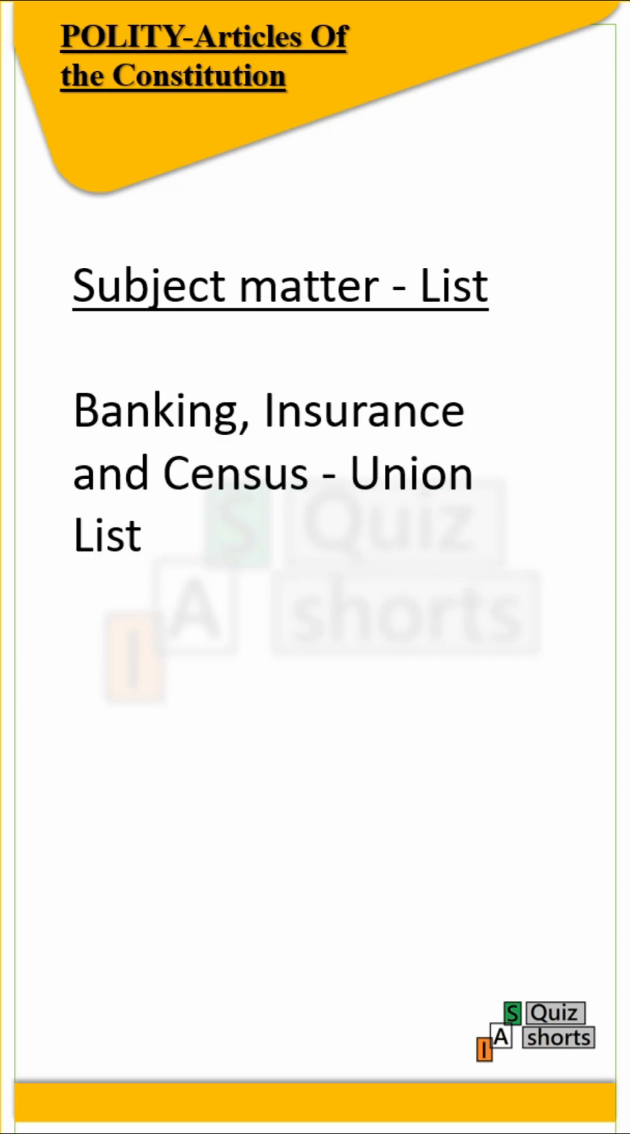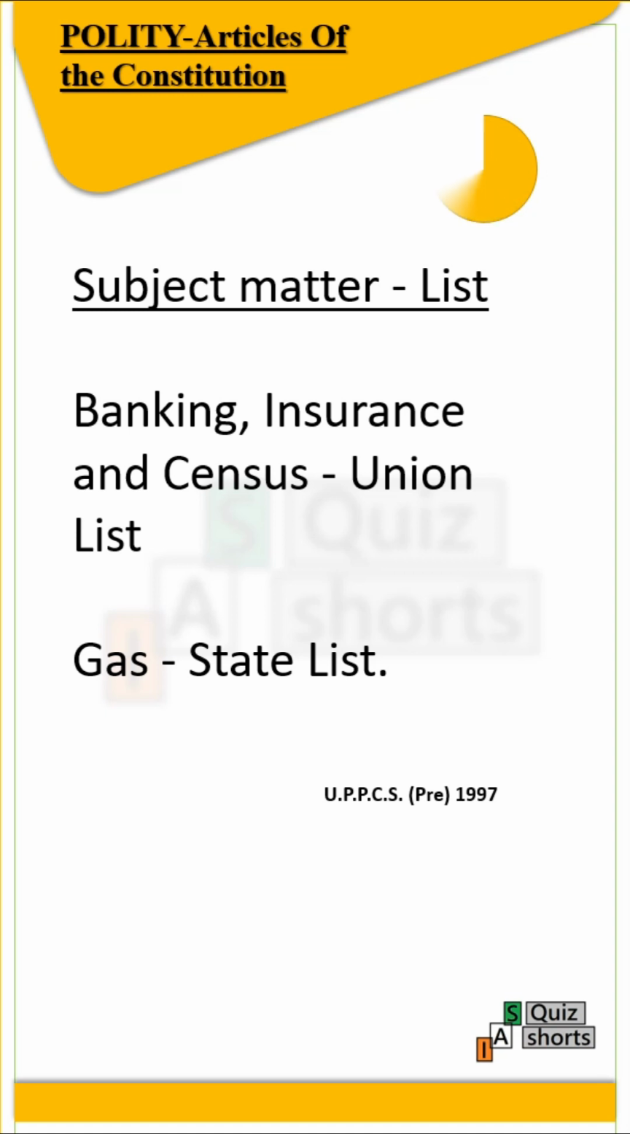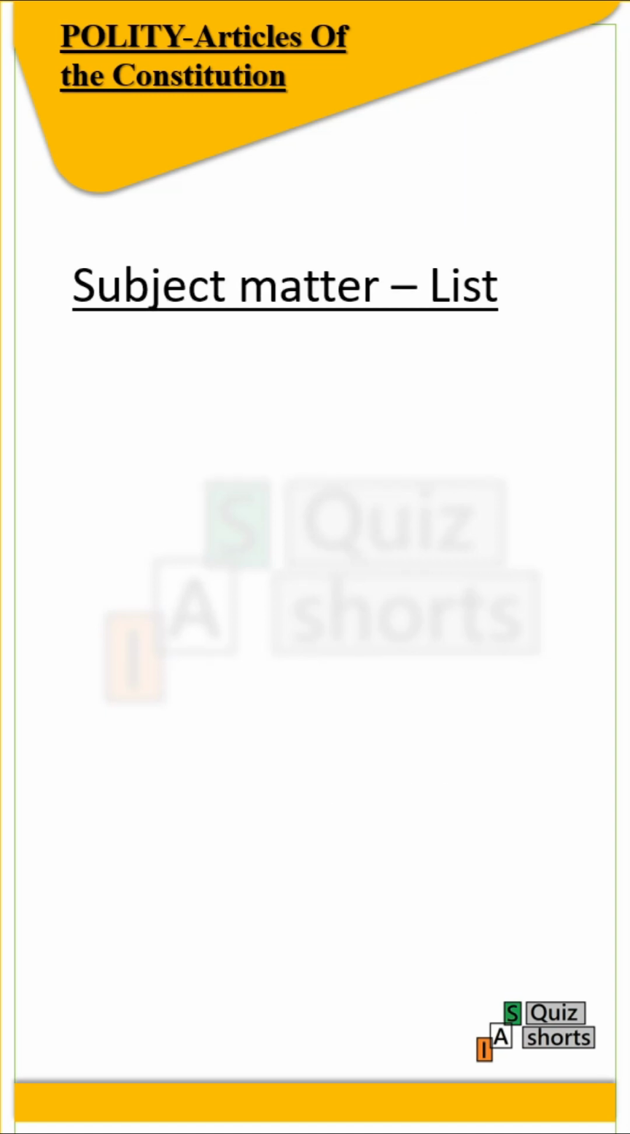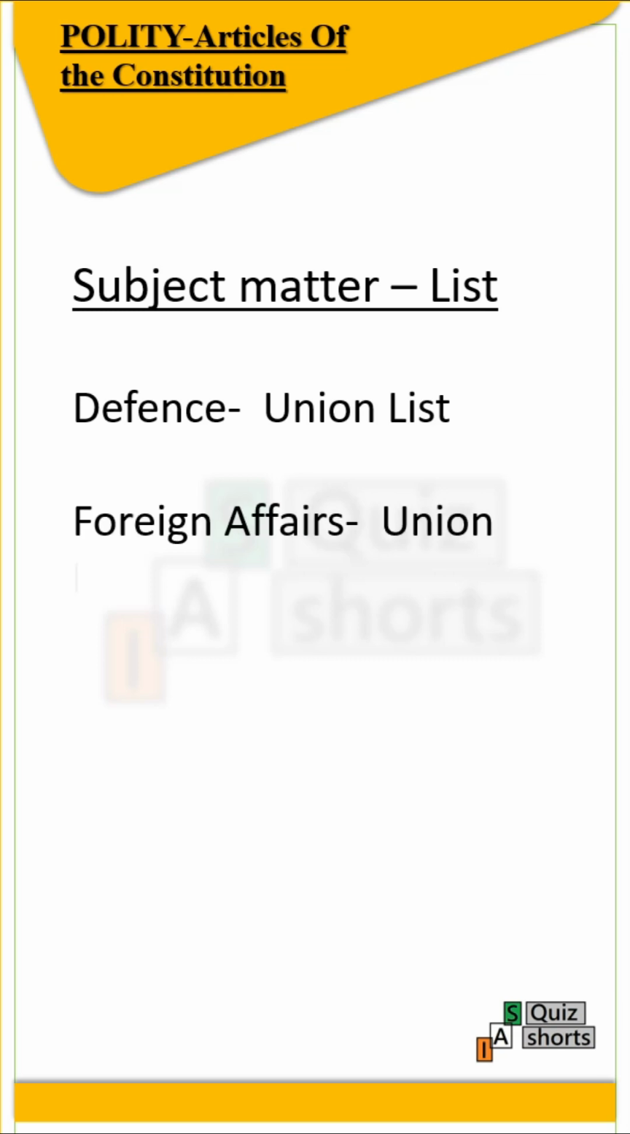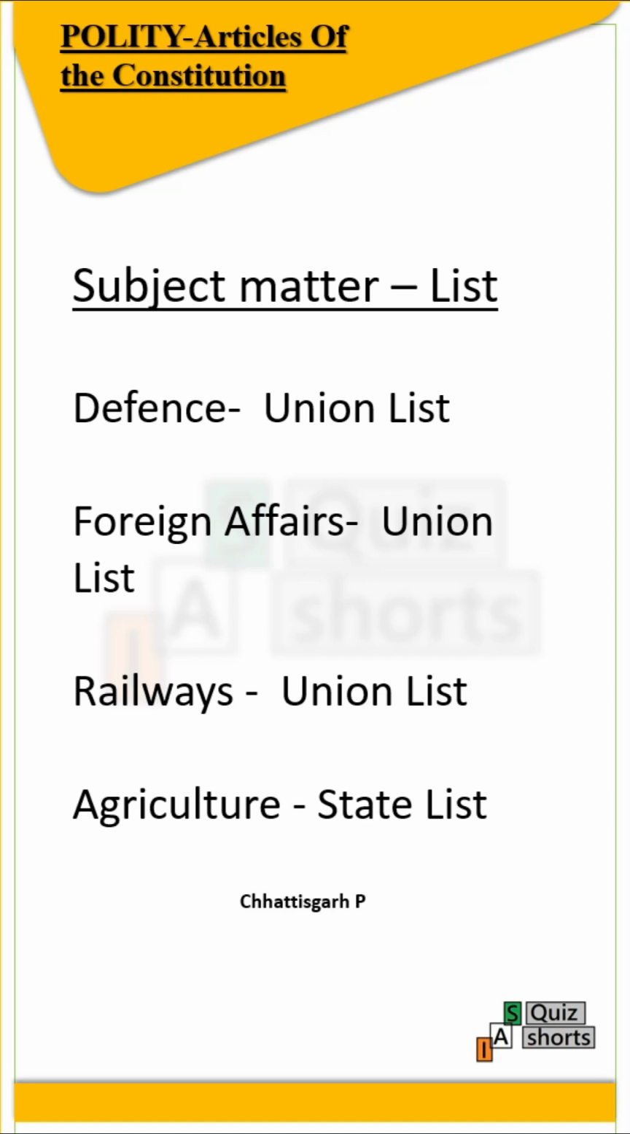Banking, insurance and census is in union list. Gas is in state list. Defense is in union list. Foreign affairs is in union list. Railways is in union list. Agriculture is in state list.